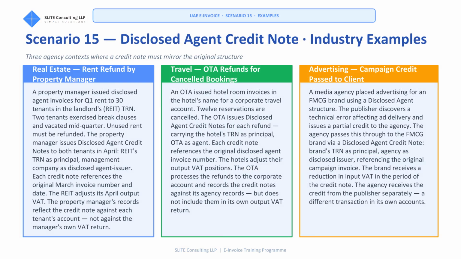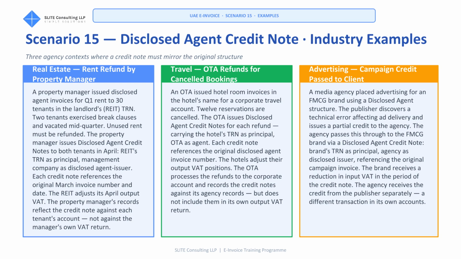First, real estate. A property manager issued disclosed agent invoices for Q1 rent to 30 tenants in the REIT's TRN. 2 tenants exercised break clauses and vacated mid-quarter, and unused rent must be refunded. The manager issues disclosed agent credit notes in April, REIT's TRN as principal, management company as agent issuer, referencing the original March invoice. The REIT adjusts its April output VAT. The manager records the credits against tenant accounts, not against its own return.